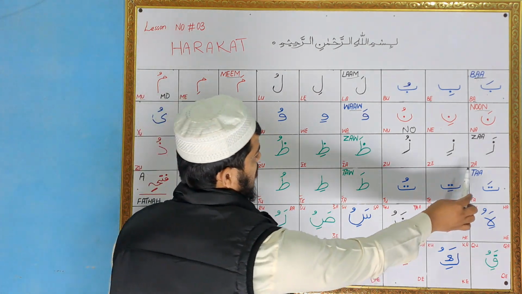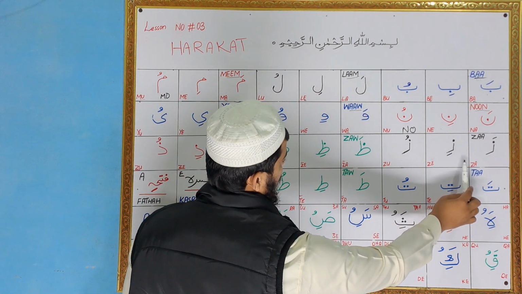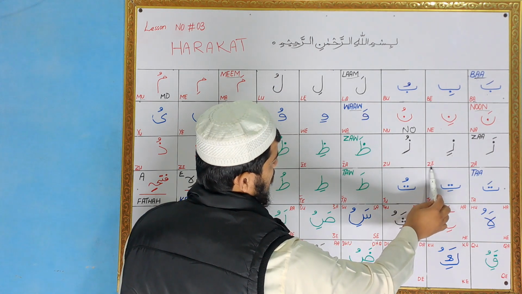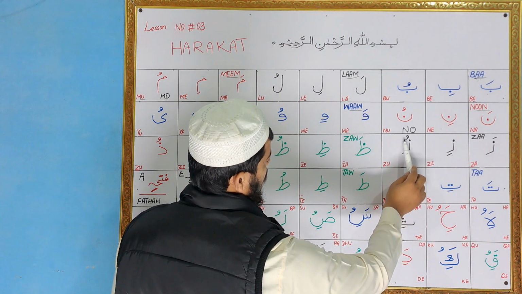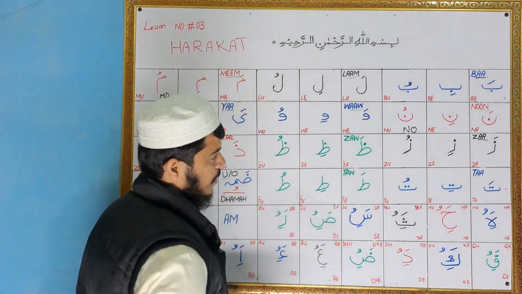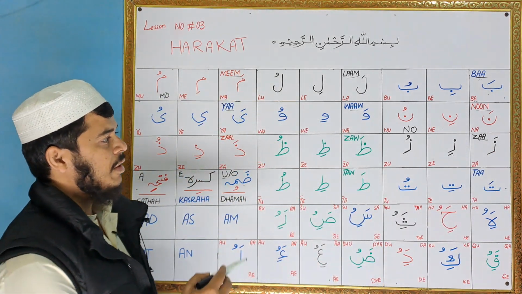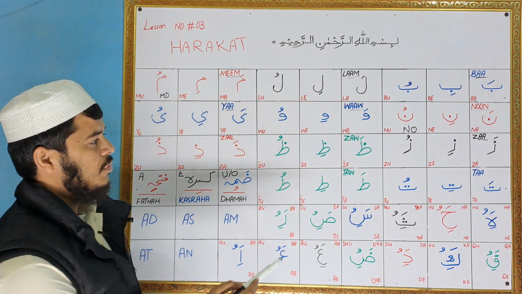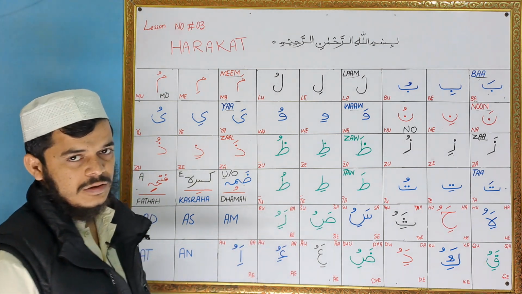Next, zay fatha, za. Zay kasra, zi. Zay dhamma, zu. We will just replace the double A sound and put the fatha, kasra, dhamma sound at the end of just the Z sound.